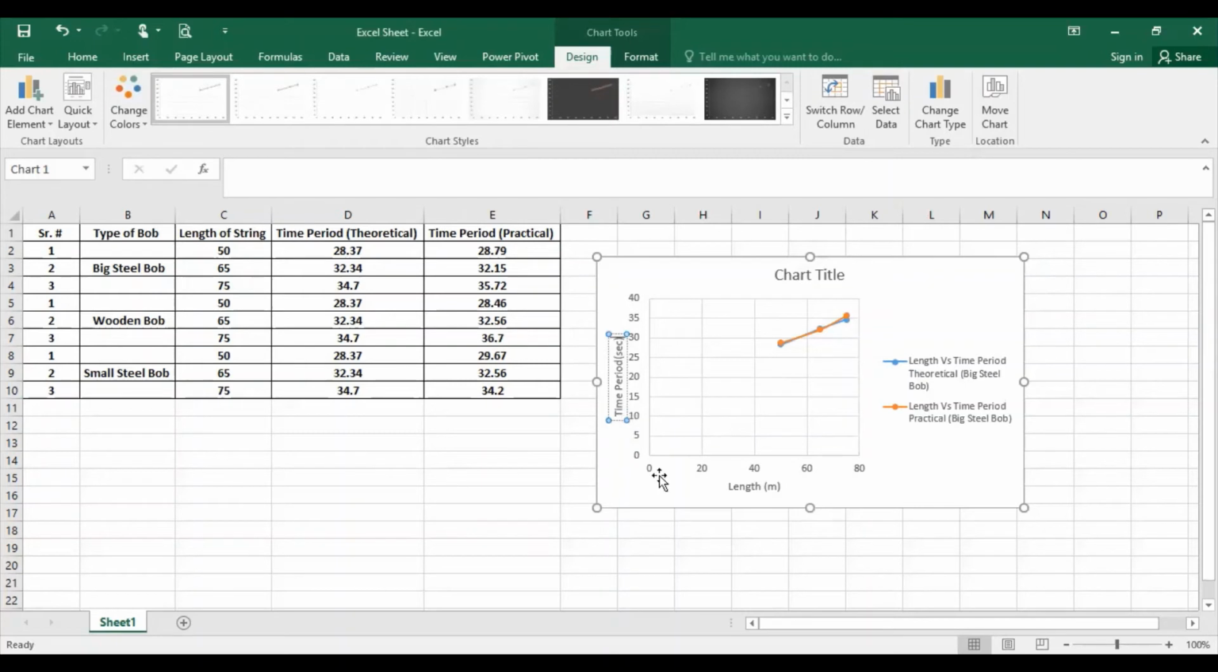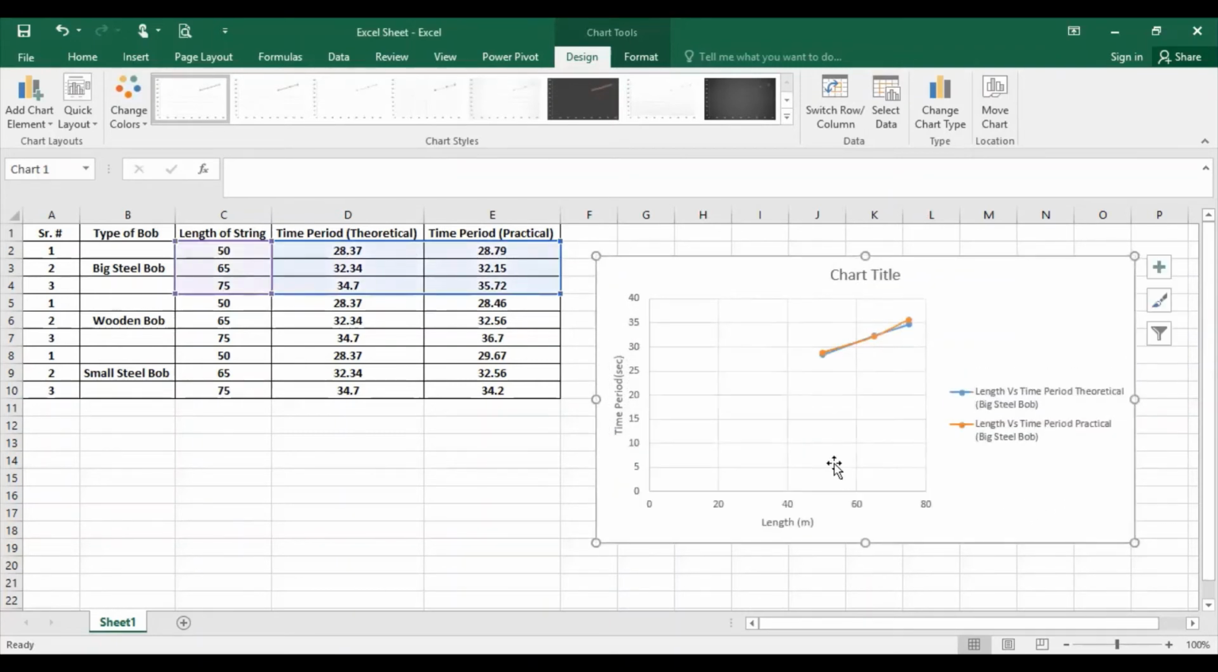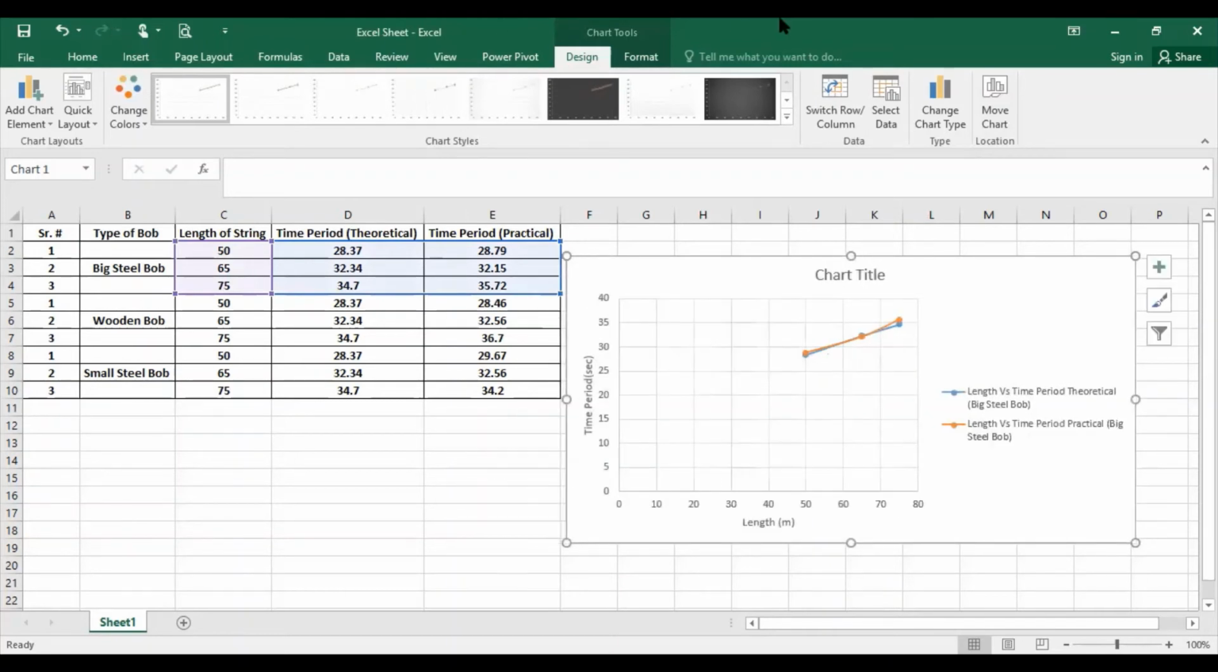So this is the way. Now you can see over here, this is the graph. Here you can do one more thing as well: you can take the length of the string, and the period theoretically will remain the same. You need only one line. And for the time period practical results for the wooden bob and the small steel bob, you can take different values for this. So you can take 3 or 4 lines here.